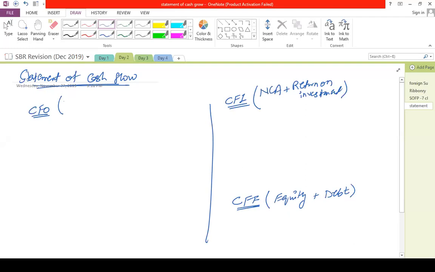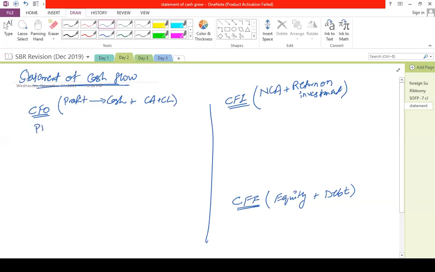And when we talk about the operating activities, we are going to start from the profit, and we are going to convert that profit into cash. Plus, we are going to show the impact in the working capital in this. So working capital means current assets and current liabilities. This is what we are going to discuss in the cash flow from operating activities.